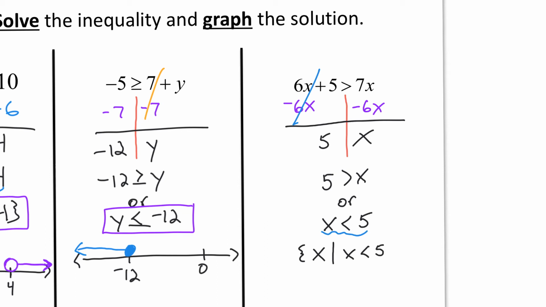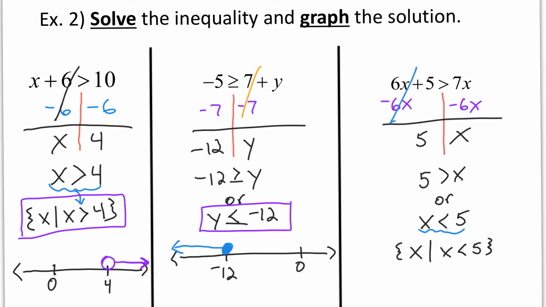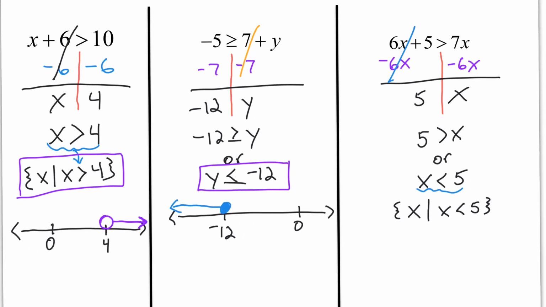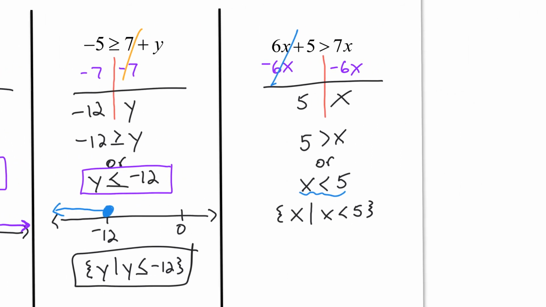than 5. And I just noticed that in the previous example, I didn't use set notation, so I'm going to do that right now. Let me just go back. So this one here in the middle, our set notation will be brackets y is such that y is less than or equal to negative 12. So that is my set notation. Over here, we have x is such that x is less than 5. Now that's the set notation for our answer right here.